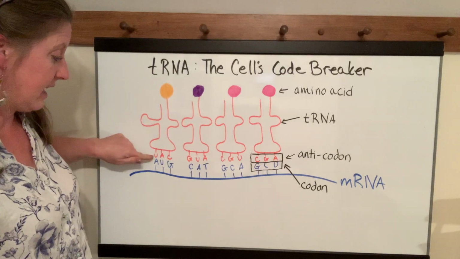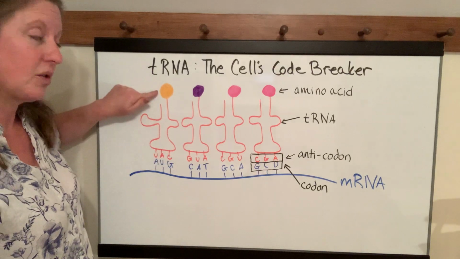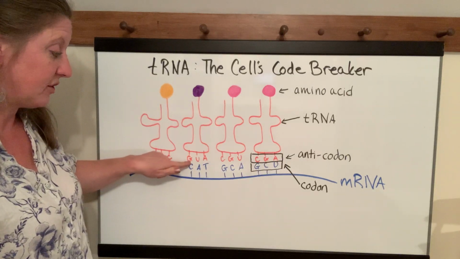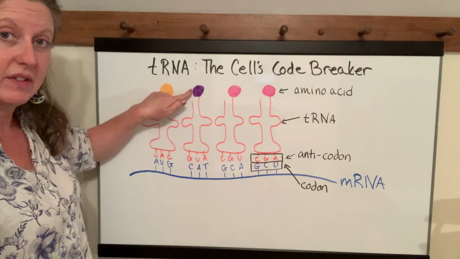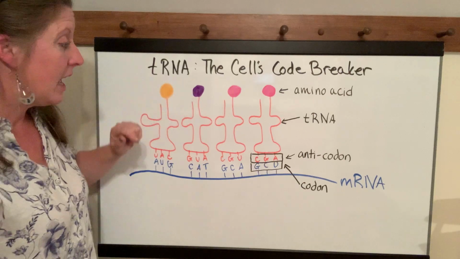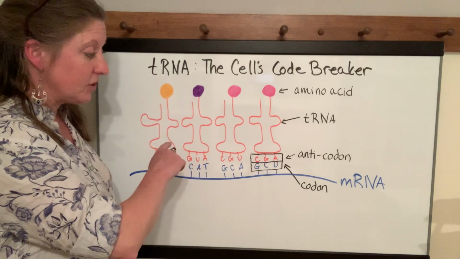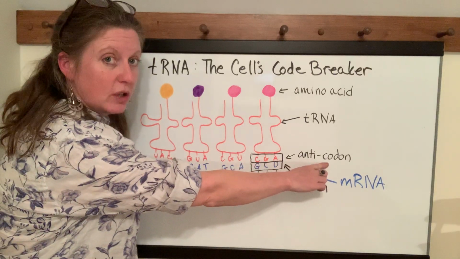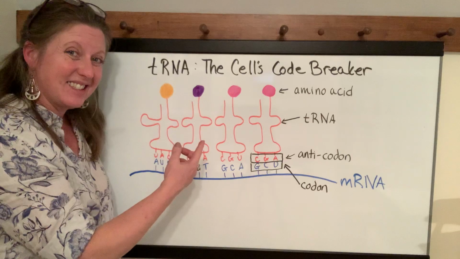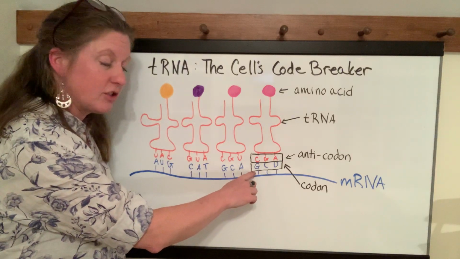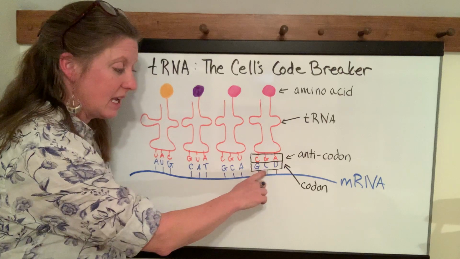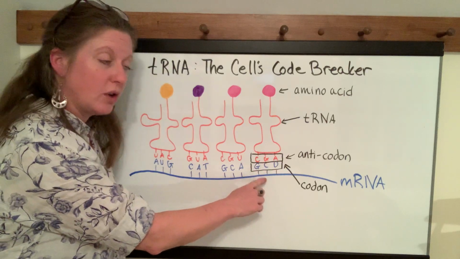Each tRNA that has UAC is going to have the same kind of amino acid. Each tRNA that has GUA is going to have the same kind of amino acid. Now, each of these 3-letter sequences is known as an anticodon, not because it's against anything, but because it matches or is complementary to these 3 nucleotides on the mRNA, which are known as a codon.